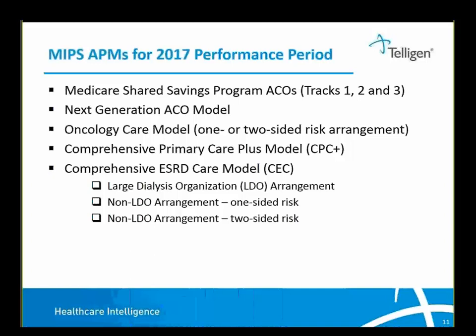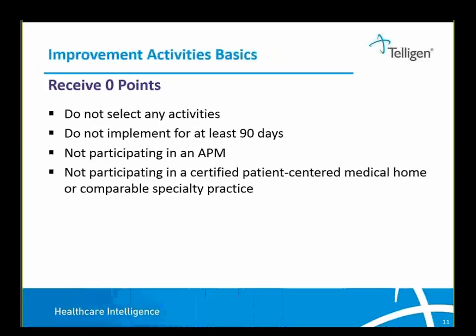Now here's a list of those MIPS APMs for the 2017 performance period whose participants will receive full credit. And I won't go through those, but you can see there are quite a few there. If you choose not to select any activities or you don't perform them for at least 90 days, and you aren't participating in an alternative payment model or in a patient-centered medical home or comparable specialty practice, you will not score any points for this performance category.